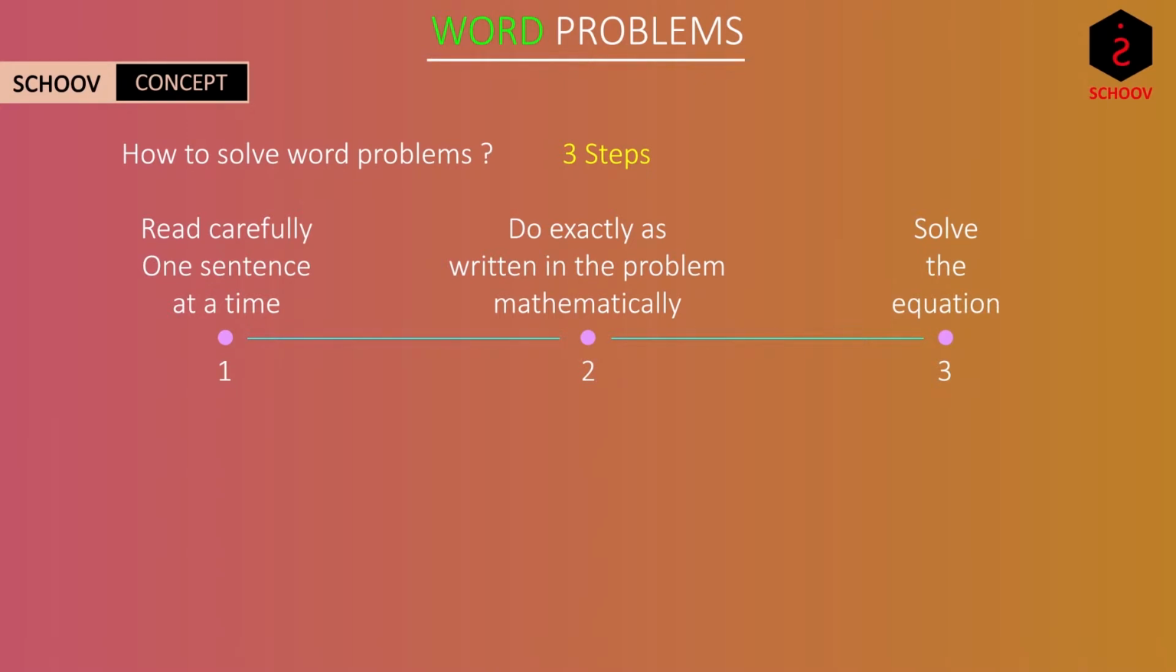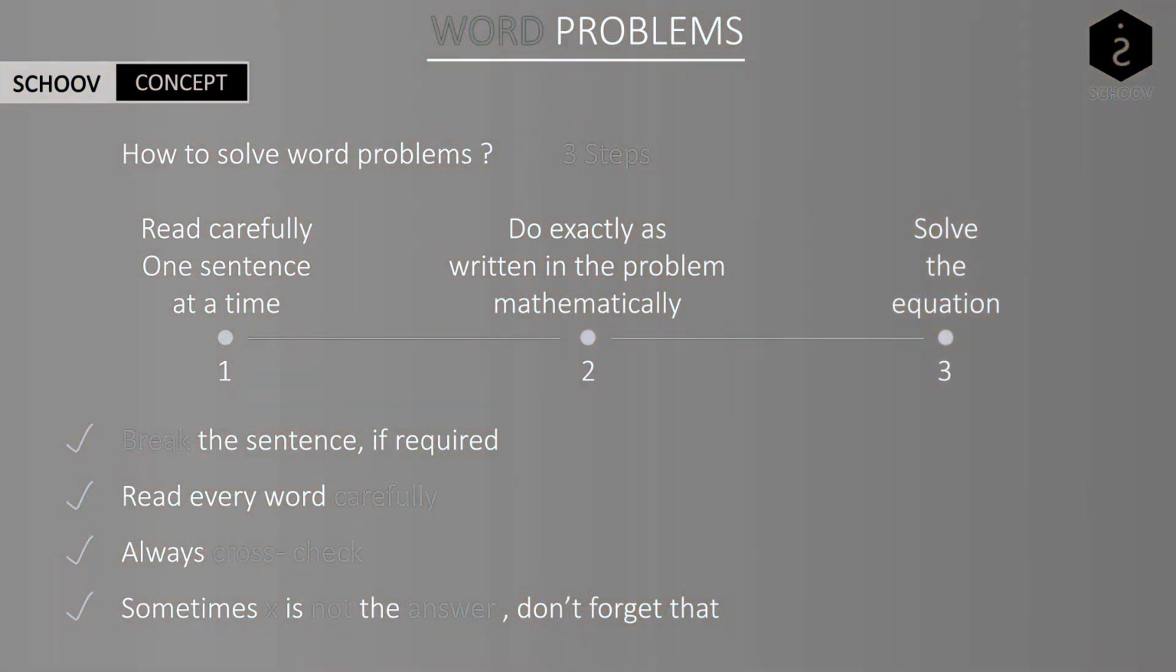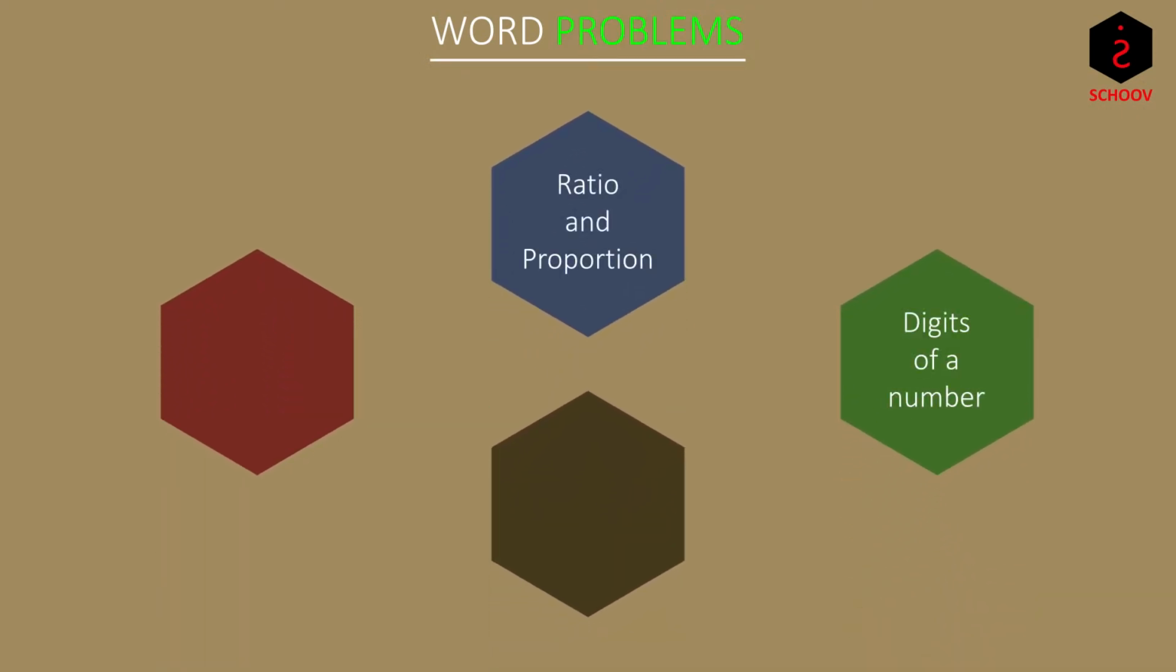Now let's note down some very important points to remember. Break the sentence if required. Read every word carefully. Always cross-check. Sometimes variable x is not the answer. Remember ratio problem. Don't forget that. Alright, so that's the concept. Now let's solve some problems. We will solve problems on ratio and proportion, digits of a number, speed, distance, time, and one from percentage.